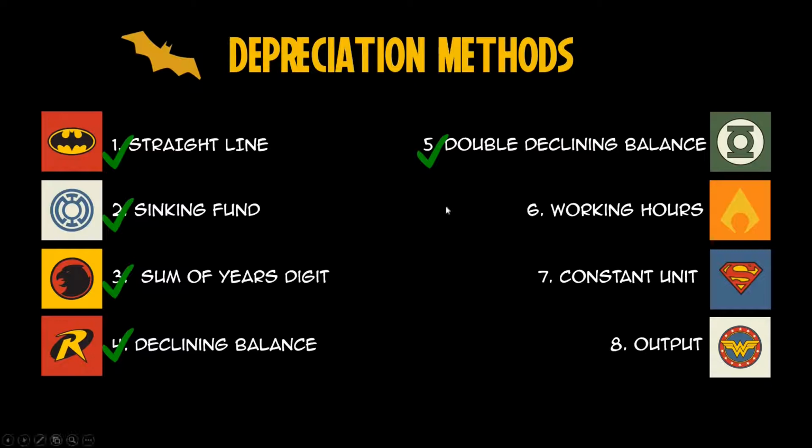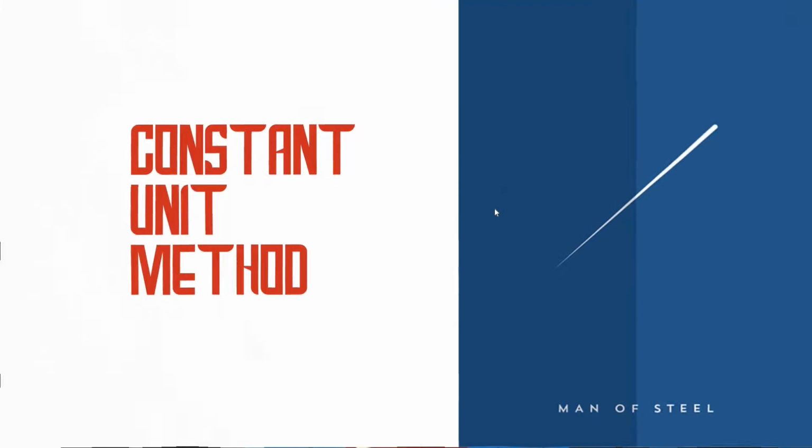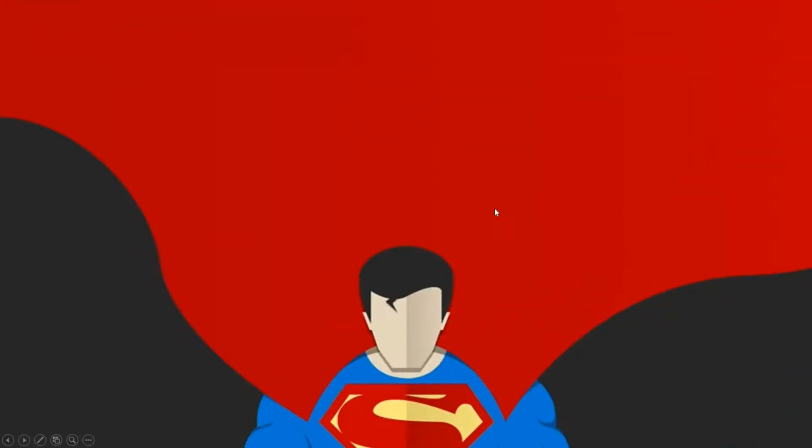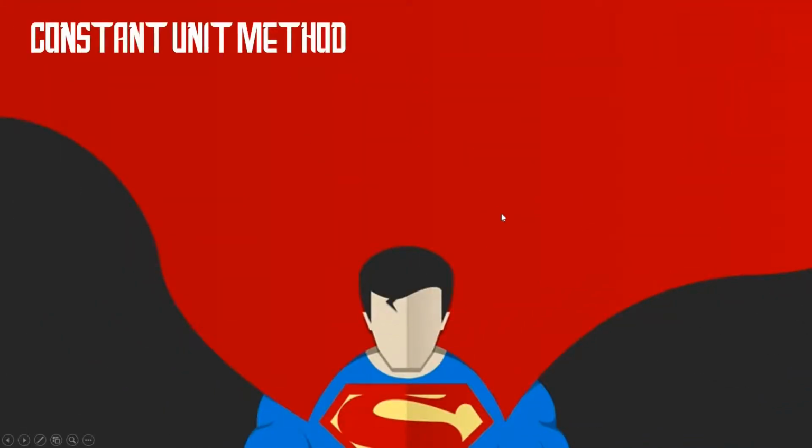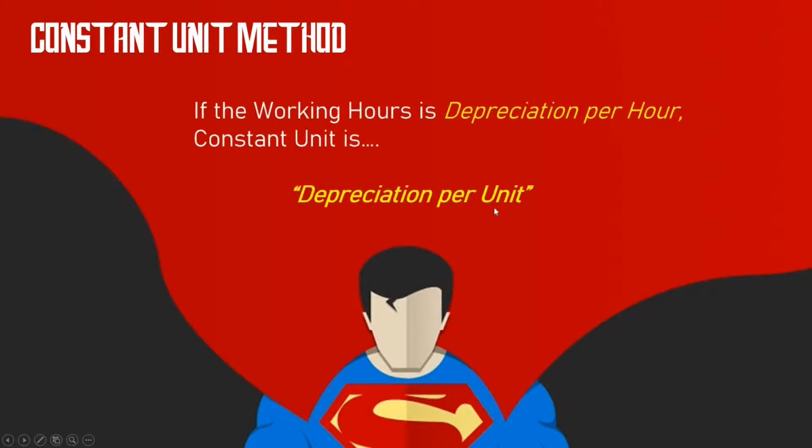Okay, now that we are finished with the working hours method, let's go to the seventh method, the constant unit method. So, constant unit method, this is just similar to the working hours method. However, if the working hours depreciates per hour, the constant unit depreciates per unit. 'Di ba ang working hours is life of service. Meanwhile, ang constant unit, ang gamiton is unit.